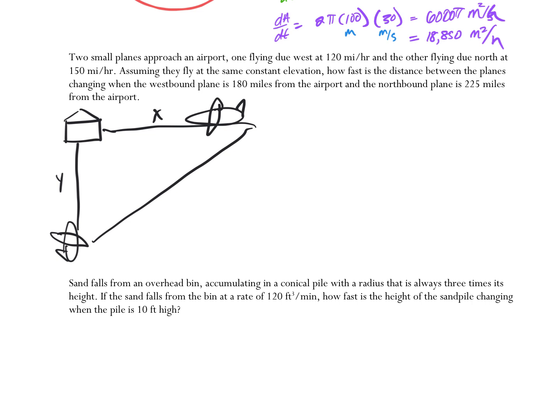So let's go through and look through this information we've been given. The one flying due west is flying at 120 miles per hour. What does that mean? dx/dt is equal to something. But what's happening to x? It's getting smaller by 120 miles per hour. Is everybody with me? So what is dx/dt? It's negative 120.